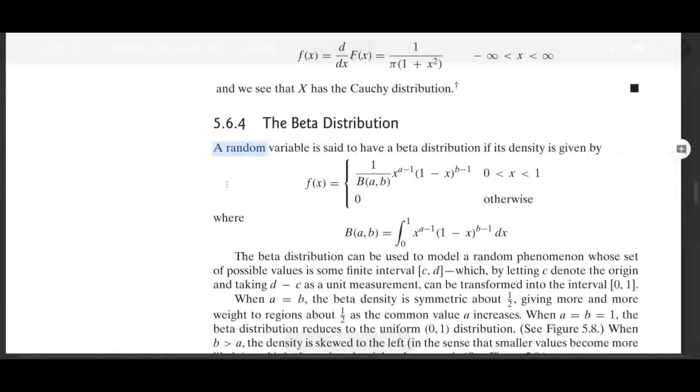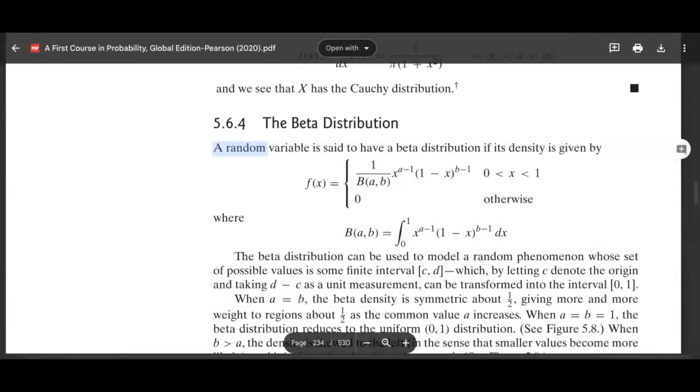A random variable is said to have a beta distribution if its density is given by, anyway, so, you always get credits, even if you submit your homework late, all right? So if you submit your homework late, you still get credits. Just you don't get 100% credits.